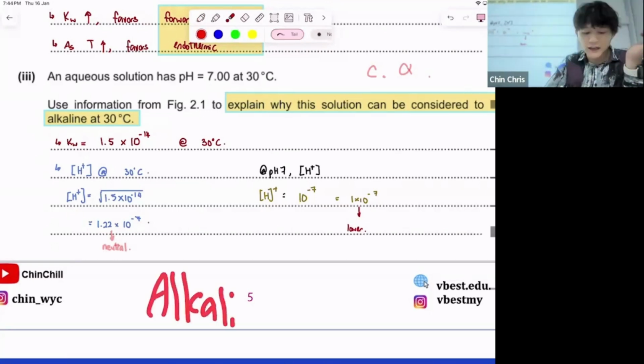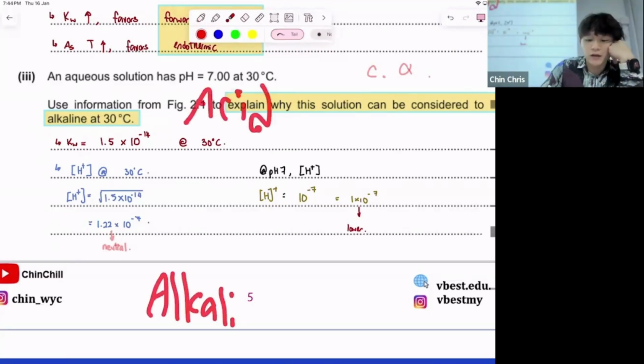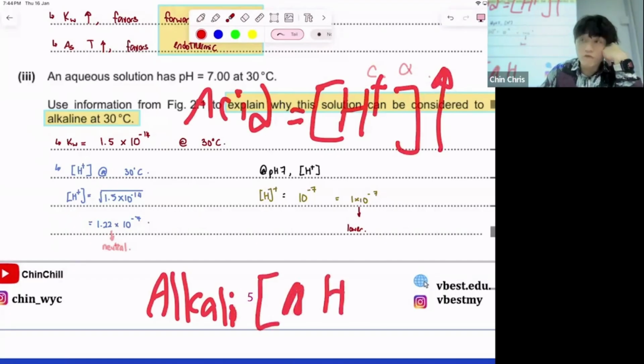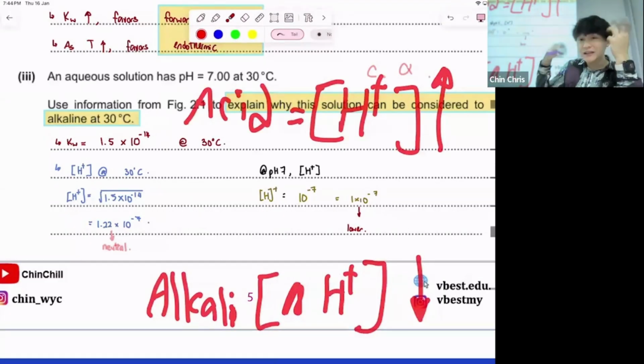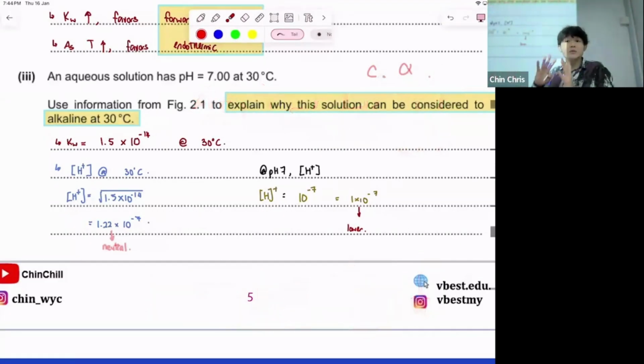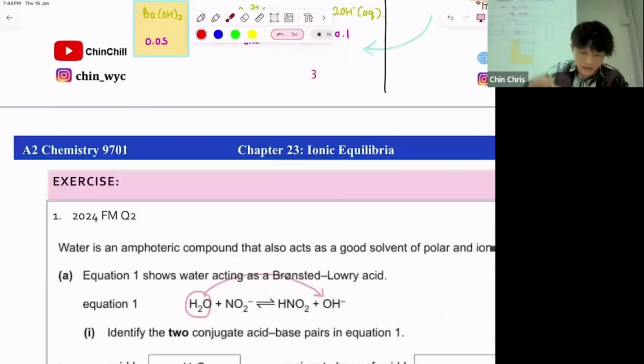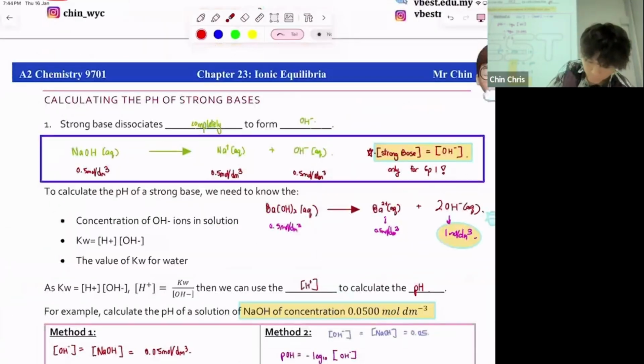So, let's look at alkaline. Okay, let's look at acid first. Acid is when you have a lot of H+. Alkaline is when you have very little H+. Remember, yeah? So, guys, right now, pH is a measurement of H+. Again, let's look at some calculations we have. Let me explain a little bit, yeah?